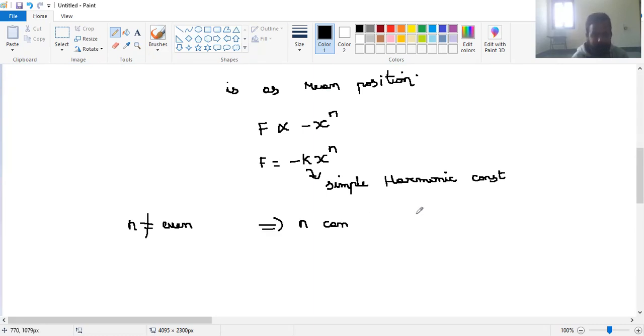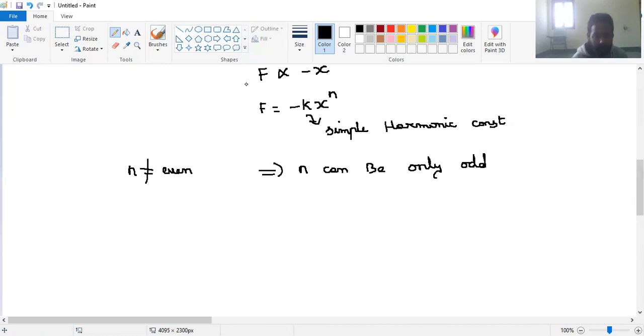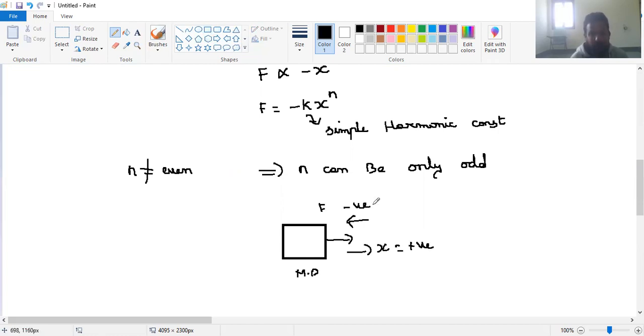Why, sir, can n be only odd? See, in simple harmonic motion, the body is at the mean position. If the displacement is in this direction, then the force is negative. So if x is positive, then the force is negative. In the same way, if x is negative, then the force will be positive. This condition should be obtained.